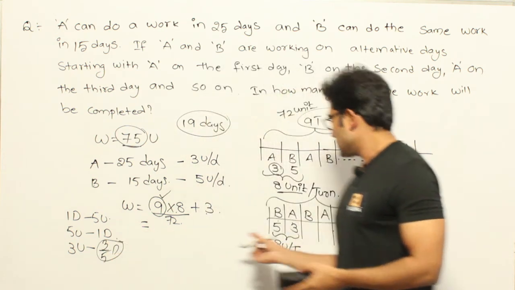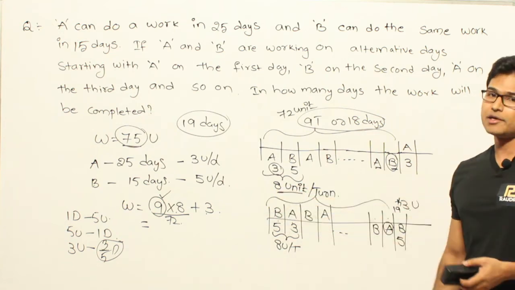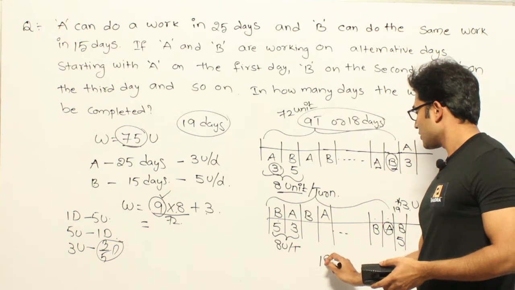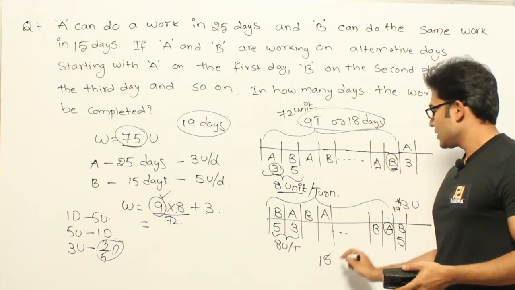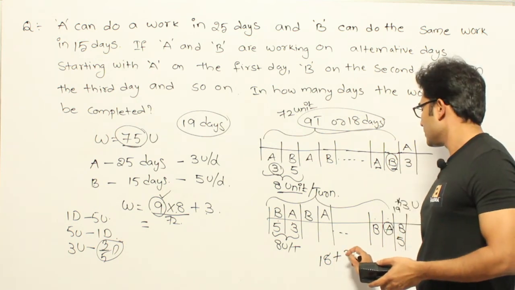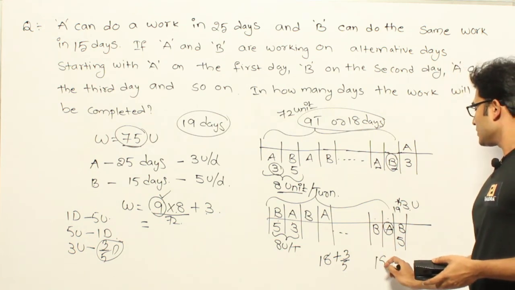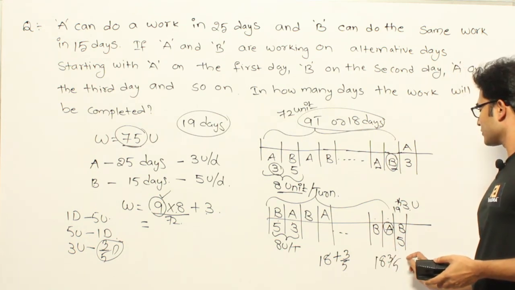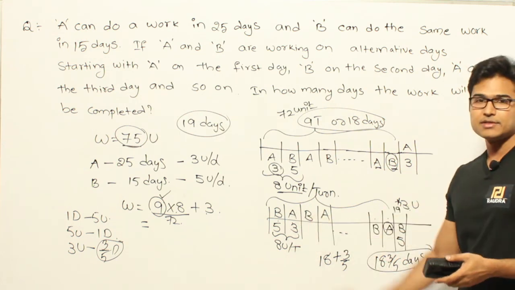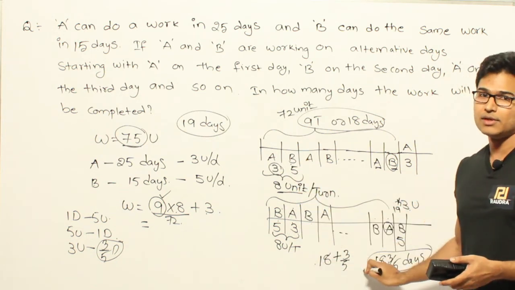Got it? If we change the sequence, the answer is going to change based on the capabilities of A and B. Got it? Therefore in this case 18 days are required for 9 turns, but then on the 19th day I don't need the full day, I just need 3 by 5th of the day. Got it? Therefore 18 3 by 5 days is the answer if the sequence would have been changed like this. Instead of AB, if BA is given, then I could give it like this.